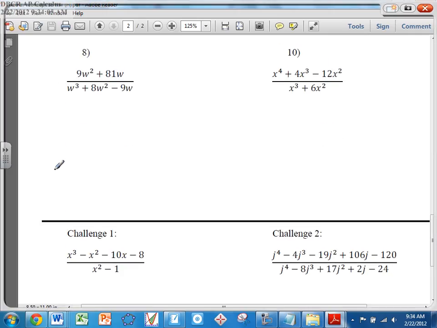For number 8, numerator. I want one person to tell me the numerator. Raise your hand. What is the GCF? The numerator. Okay, 9w. Very good. 9w. Not just 9. Make sure. Very good. So we're left with just simply w plus 9. Again, where do I get that factor? How do I know it's correct? Well, I can redistribute it, and then I get 9w squared, then I get 81w. That's one way to do it.